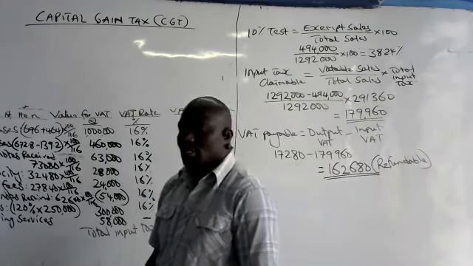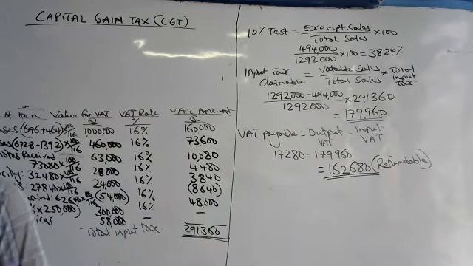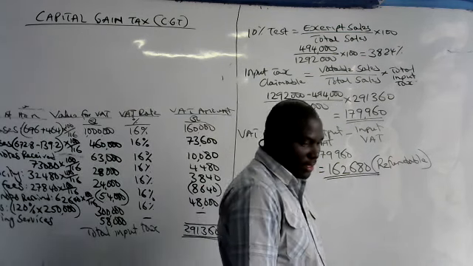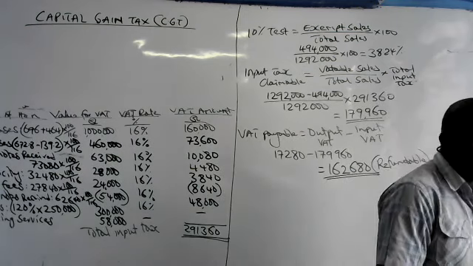Just make a statement: CGT is charged at the rate of 5%.